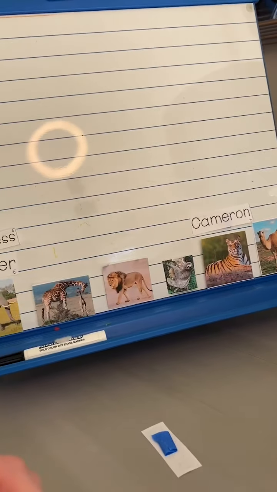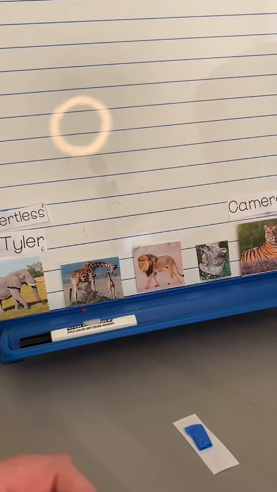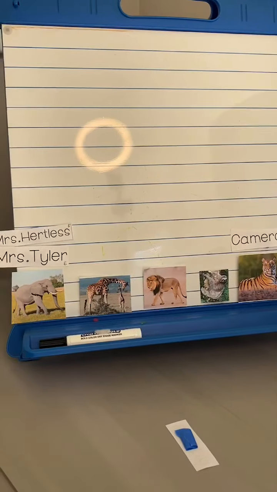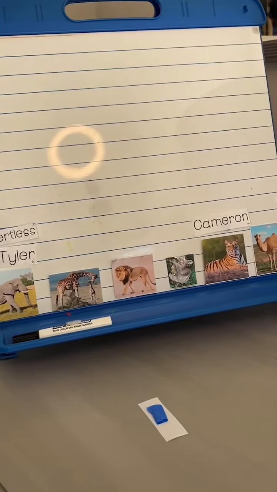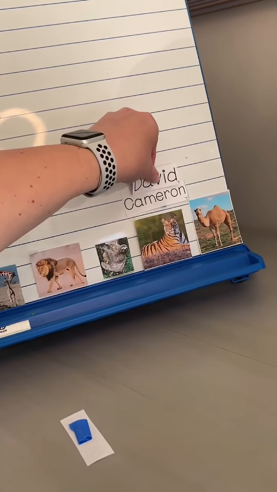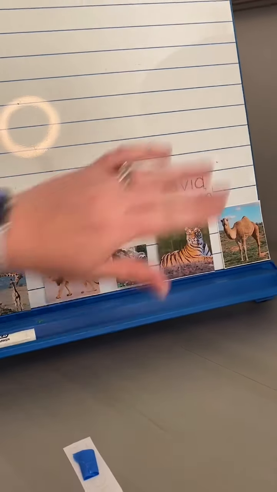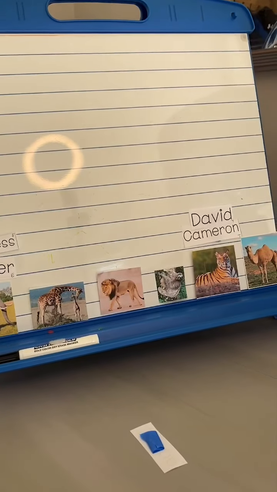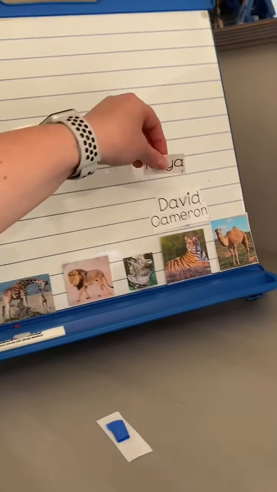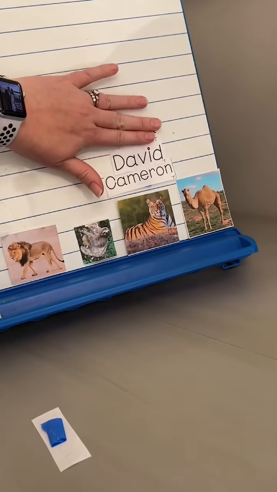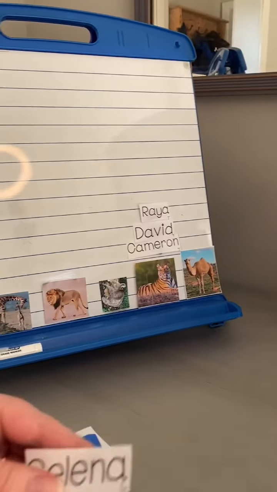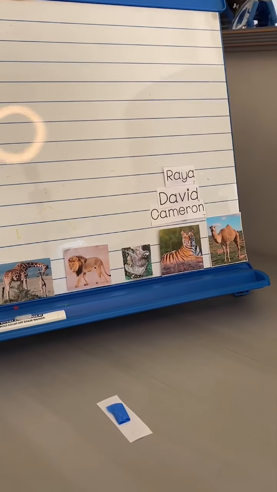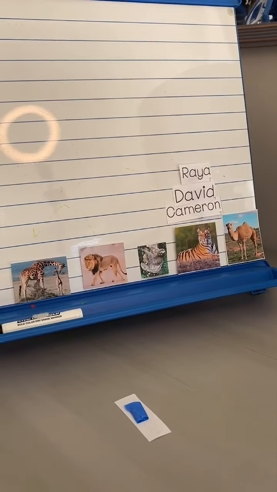Now we're going to move on to David. Who knows what David's favorite zoo animal is? If you guessed tiger, you are right. Now we're going to move on to Rhea. Rhea's favorite animal is also a tiger. Now we're going to move on to my friend Selena. Can you guess what animal Selena likes?